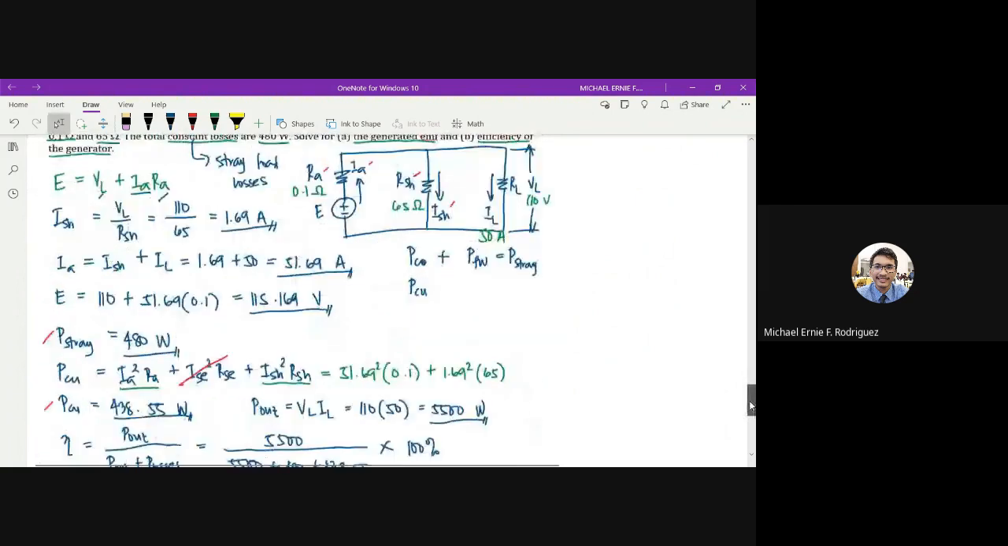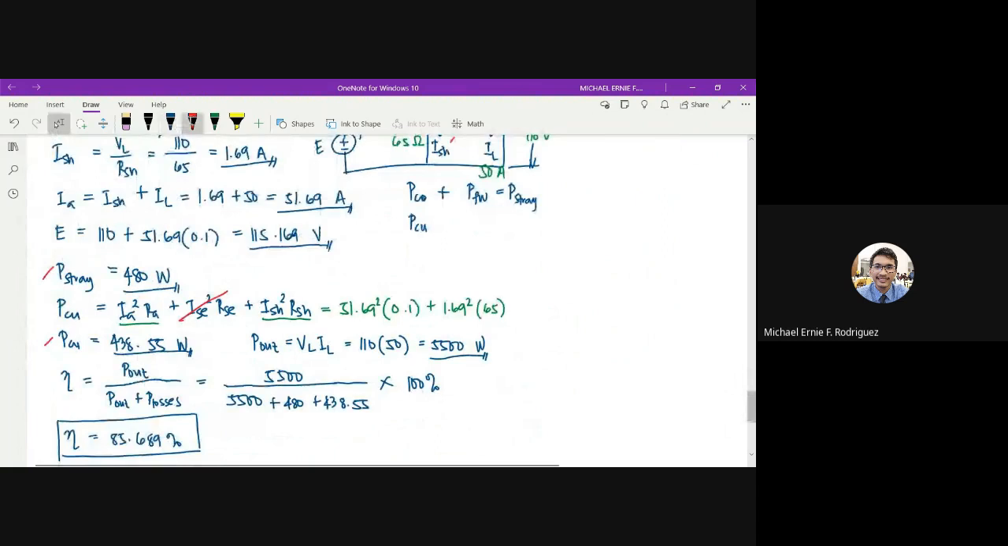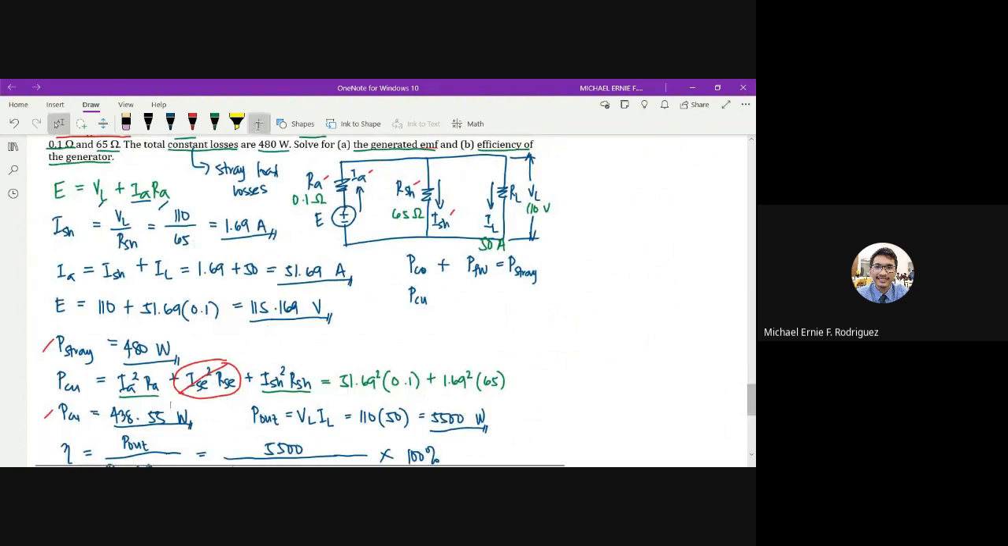Kaya na-cancel natin yung term na to, yung ISE squared plus RSE, kasi wala tayong series field winding. Okay? For a shunt generator, meron lang tayo is the armature tsaka yung shunt. Wala tayong series. Okay? Yeah, correct, sir. Okay. Sige lang.